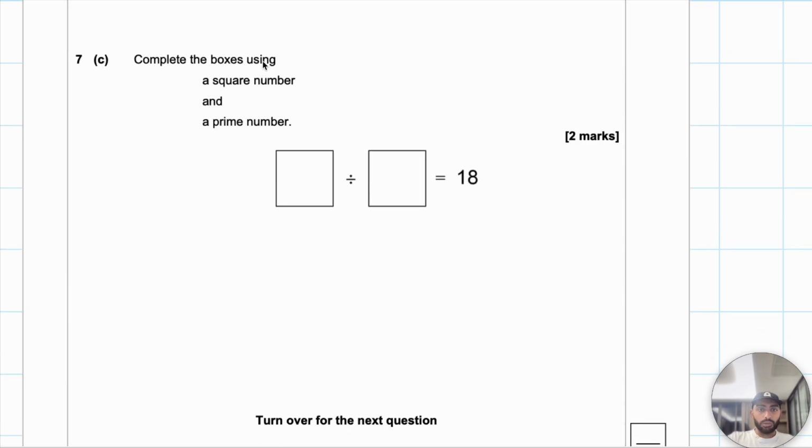Question C. Complete the boxes using a square number and a prime number. Let's write our square numbers first. Square numbers are just numbers you multiply by themselves to get the answer. 1 times 1 is 1, 2 times 2 is 4, 3 times 3 is 9, then 16, 25, 36 and 49. A prime number is just a number with 2 unique factors. So 1 only has 1 factor. 2 is the first prime number because it has 1 and 2 as factors. I can see 36 divided by 2 would give me 18. So that would be the final answer.